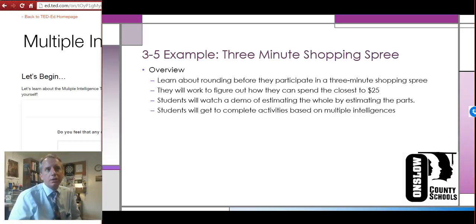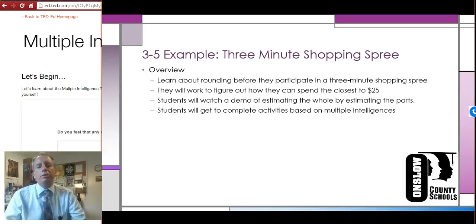So what does estimating with multiple intelligences in mind look like? And again, we want to be able to stretch these to any of our content or our strands in math. But the 3-5 example is called the 3-minute shopping spree. So we're going to review some rounding principles because we're assuming by this point, especially with 4th and 5th grade, they've done some rounding.